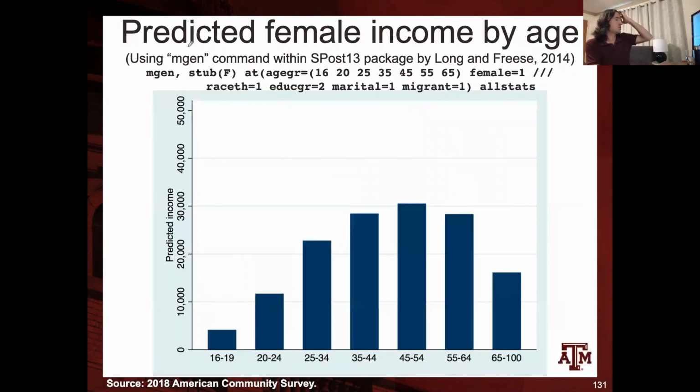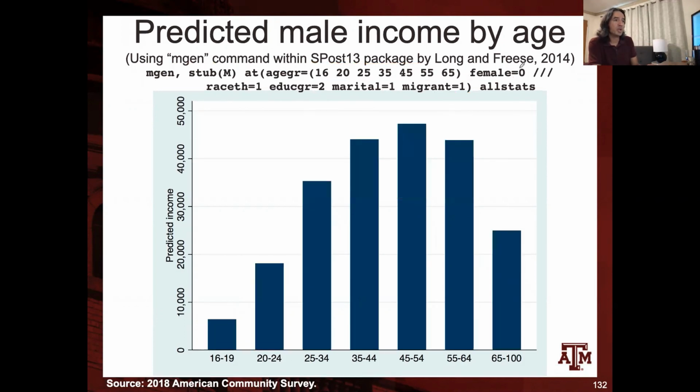This one is the predicted value of income for women, non-Hispanic white, with high school, married, and non-migrants. So that's the predicted value. The higher the age, higher income, and after a specific age, it declines. So I'm doing this using a command in a package that you can install in Stata. And I'm doing this, the predicted values by age.